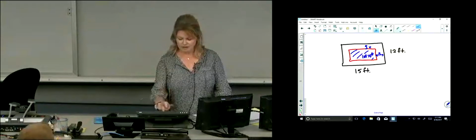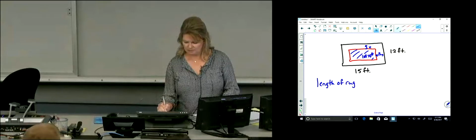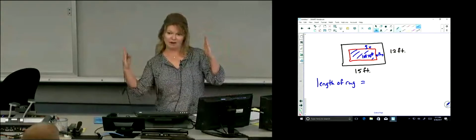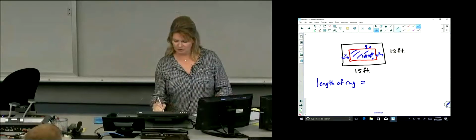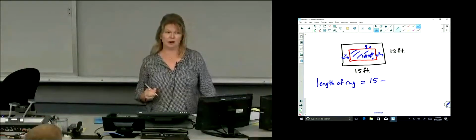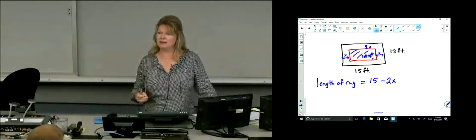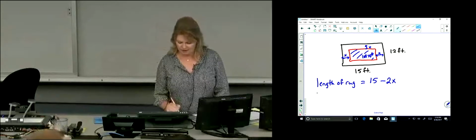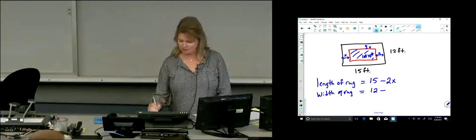The length of my rug is going to be 15. It was shrunk in by x on each side. So this is 15 minus what? Very good, 2x, not just x, but 2x. So a common mistake is that someone would write 15 minus x instead of 15 minus 2x. And then my width of my rug would be what? 12 minus 2x.